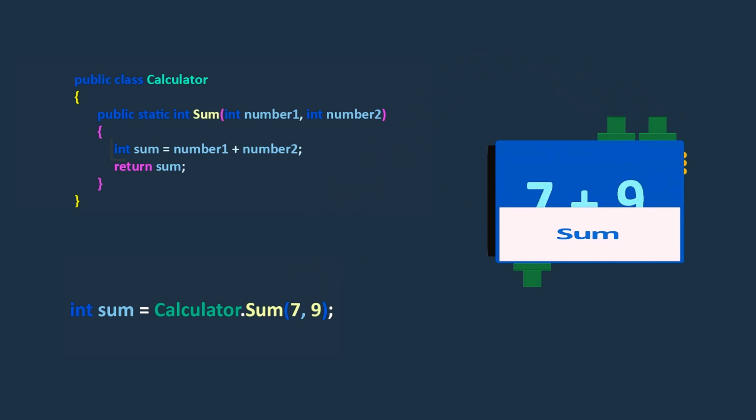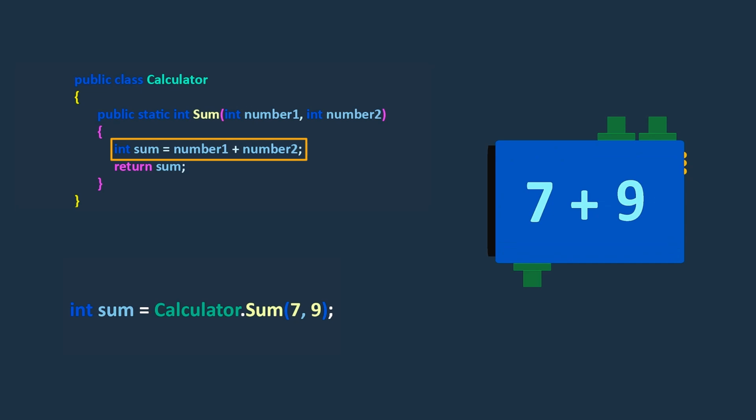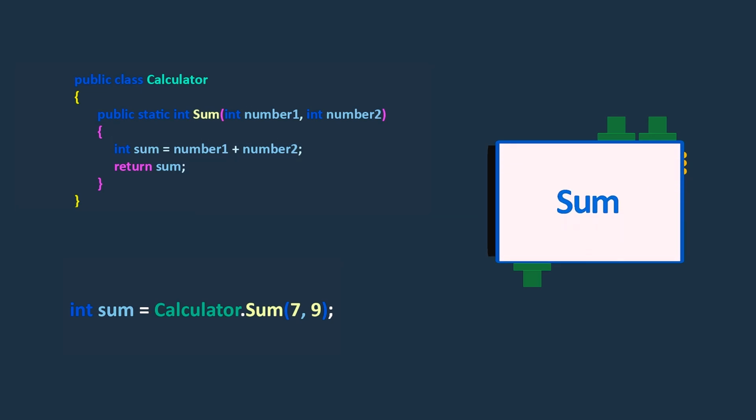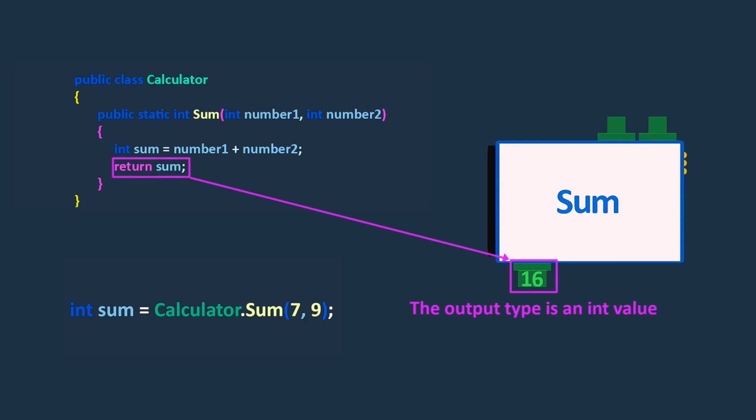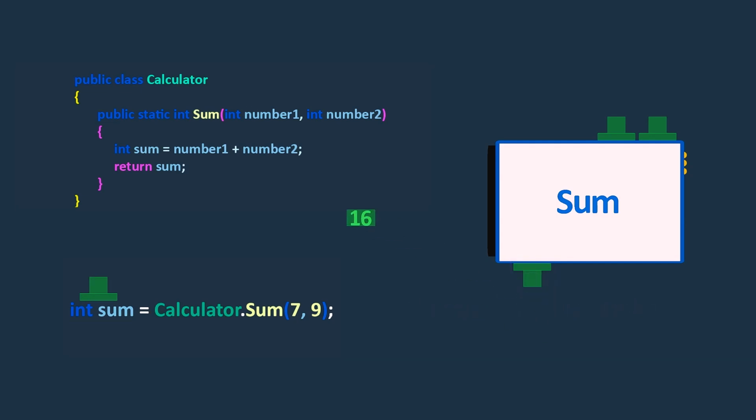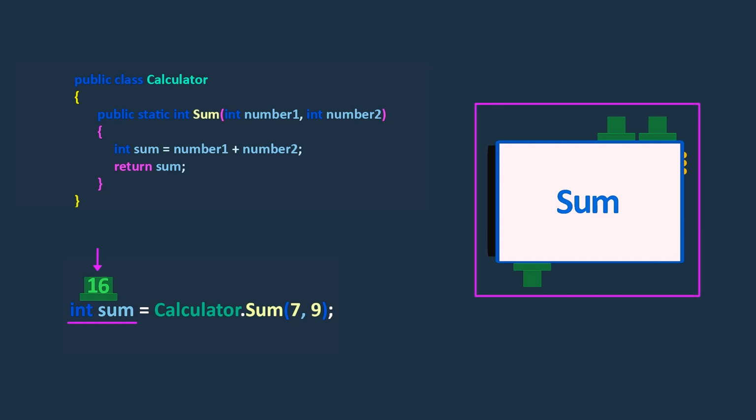Then, the sum method carries out its specific task, which in this case is adding the values 9 and 7 together. Next, the sum method generates a result of 16 and returns it as the output. And since the return type of this method is int, we declare a variable of int type and store the returned result in it. Now, we have a variable named sum that holds the value of 16, which is the result returned by the sum method after adding the two input parameters.